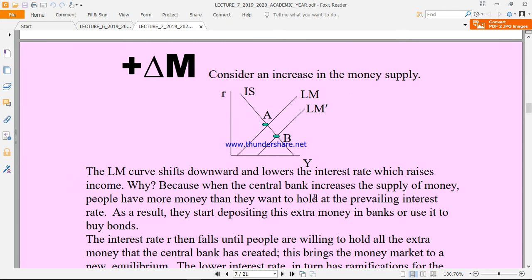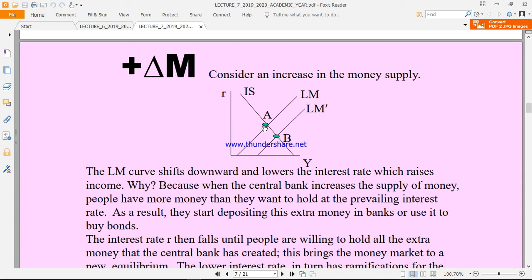Why? Because when the central bank increases the supply of money, people have more money than they want to hold at the prevailing rate of interest. So if there's an increase in money supply today, people are going to have more money than they would want to have. It's more like you are all craving to have sugar, but then from nowhere, Mazabuka Sugar is saying we are going to start distributing free sugar. The price for sugar is going to go down. So that is what is happening here.